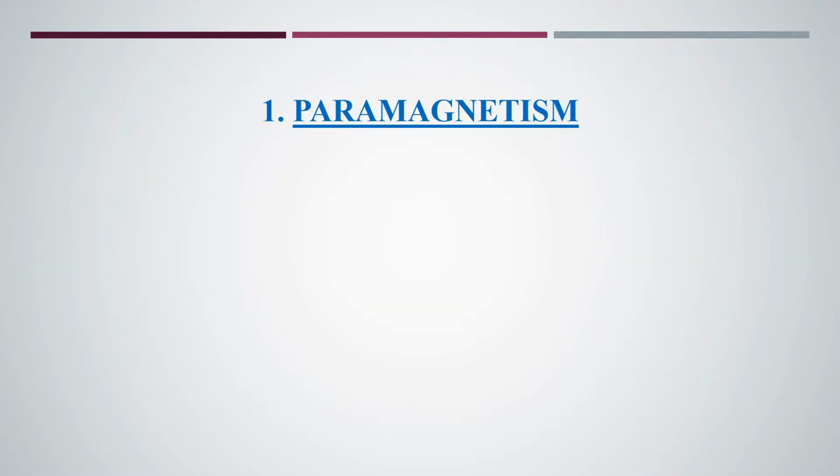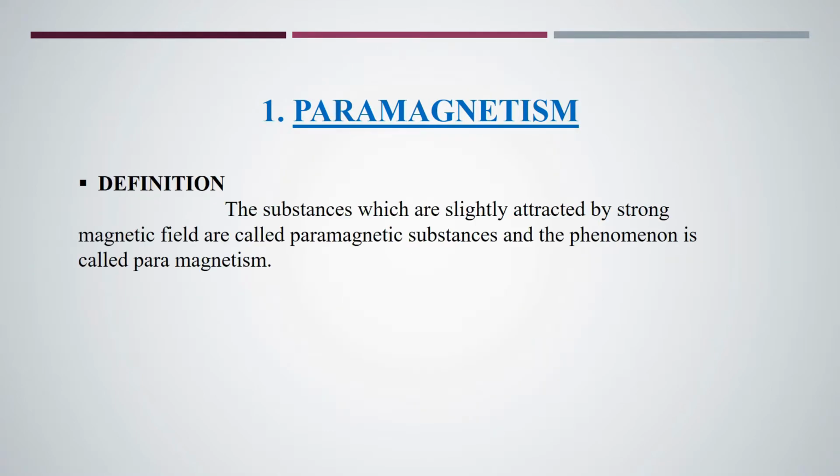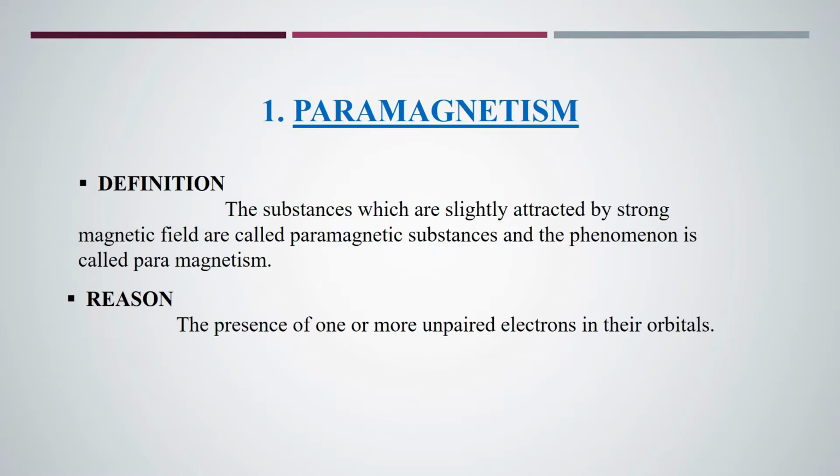Paramagnetism. It is defined as the substances which are slightly attracted by a strong magnetic field are called paramagnetic substances, and the phenomena is called paramagnetism. The reason for paramagnetism is the presence of one or more unpaired electrons in their orbitals.